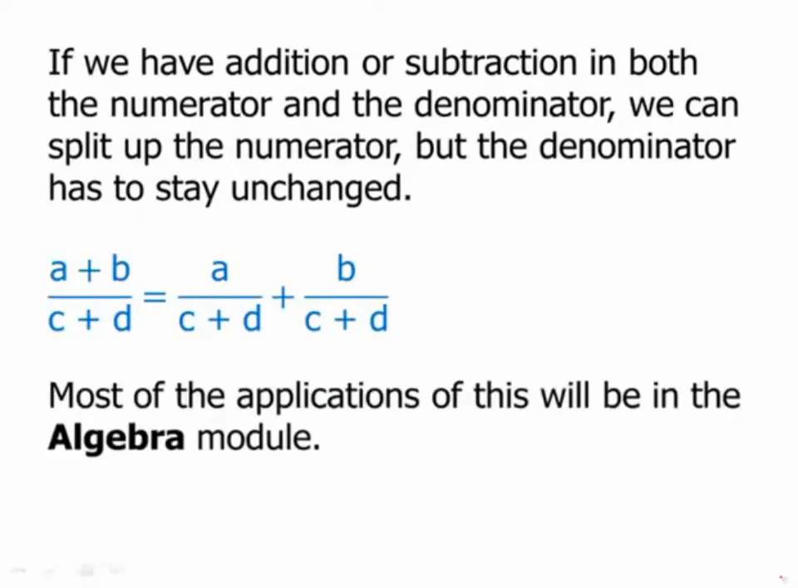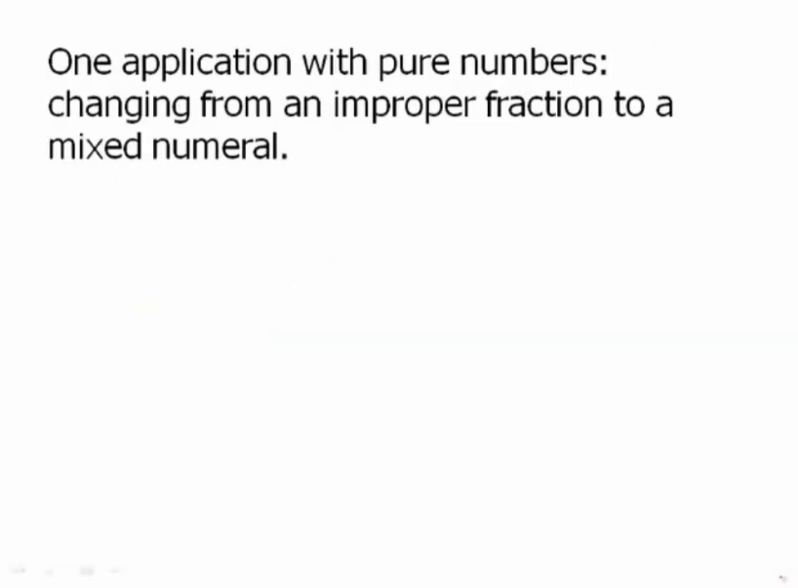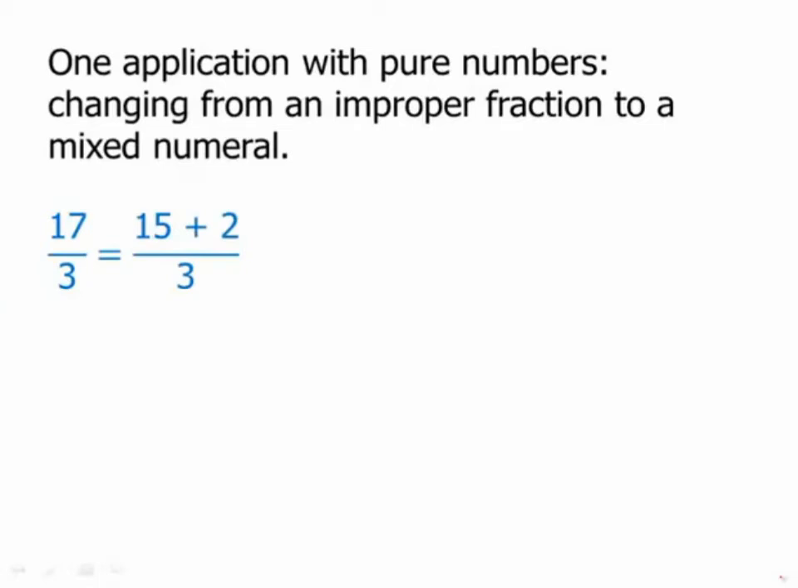Most of the applications of this will also be in the algebra module. One application with pure numbers is changing from an improper fraction to a mixed numeral. For example, suppose I start with the improper fraction 17 over 3. Well, I'm going to write that 17 as the sum of the largest multiple of 3 less than 17 plus something else. So the largest multiple of 3 less than 17 is 15. So I'm going to write the 17 as 15 plus 2.